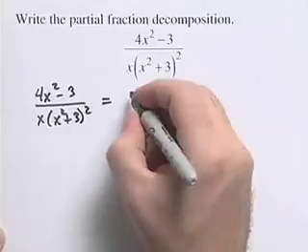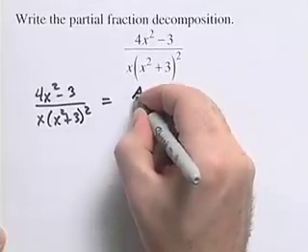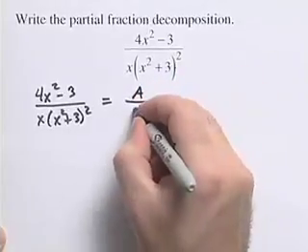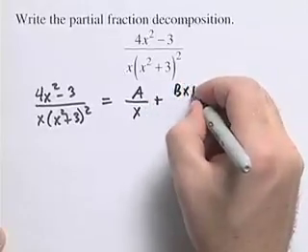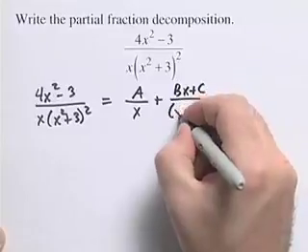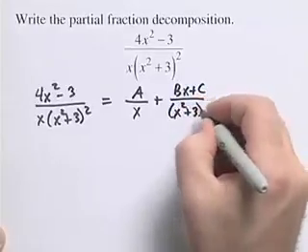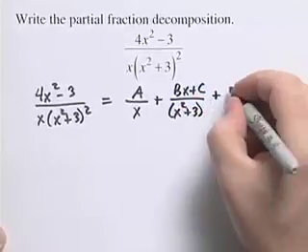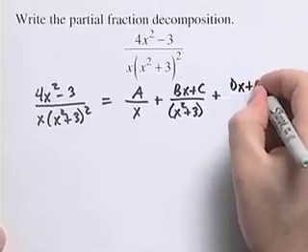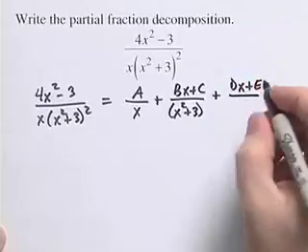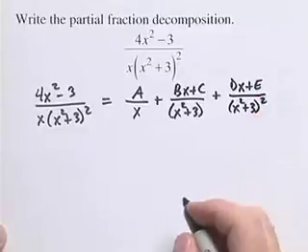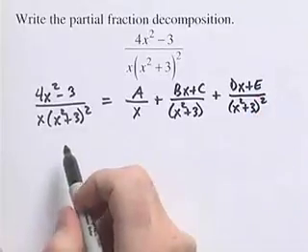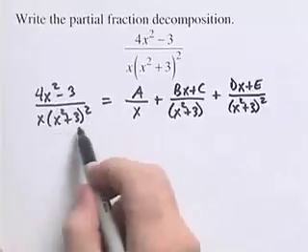And if we decompose that, we're going to get A divided by x, our linear factor, plus Bx plus C over x squared plus 3, that's our quadratic factor, plus Dx plus E over (x squared plus 3) quantity squared. We're going to clear the fractions by multiplying by this denominator.